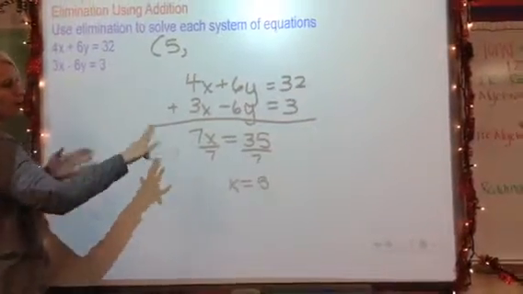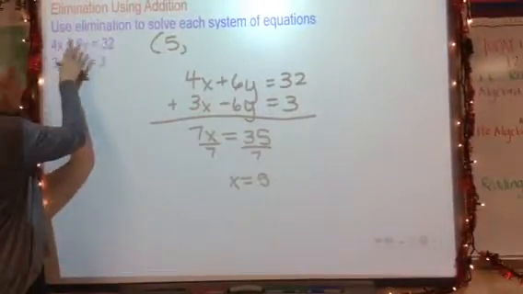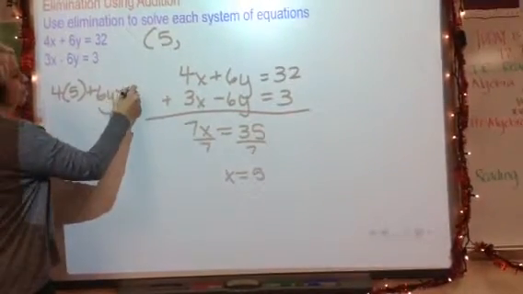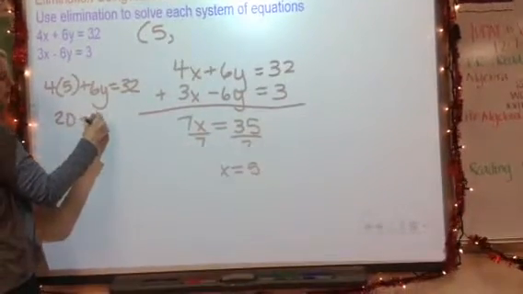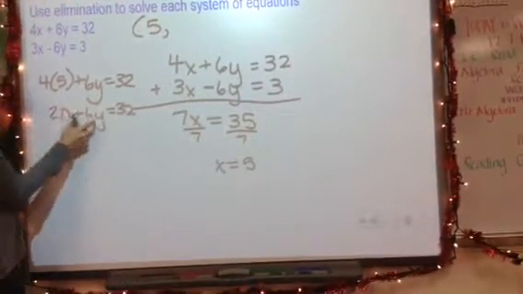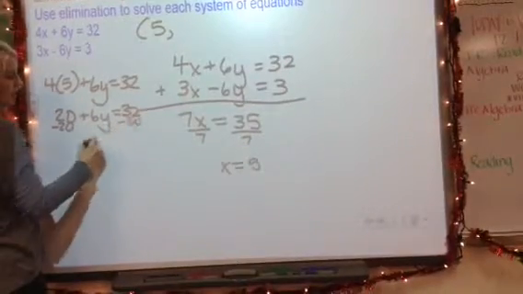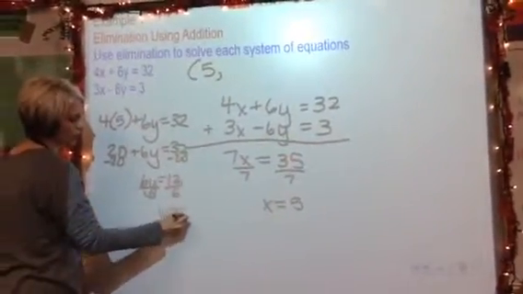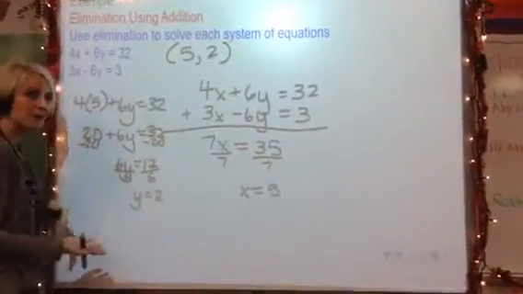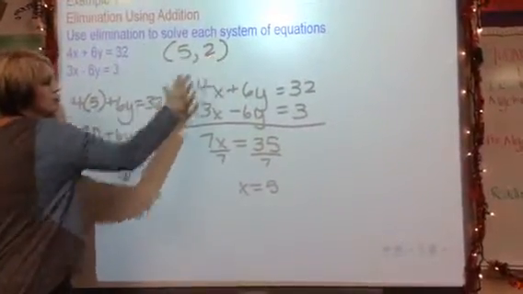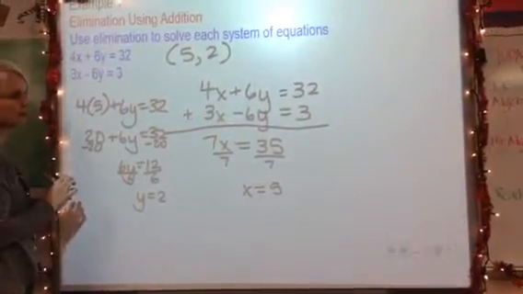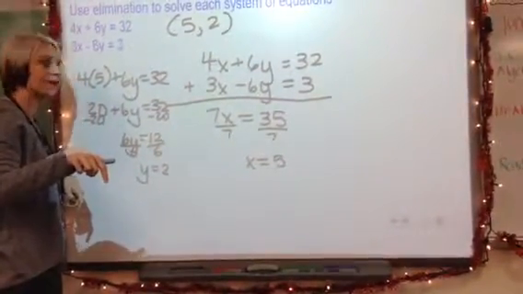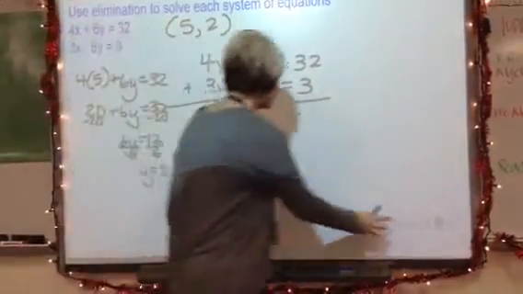Now to find my y value, we just plug it in to one of these. So let's just plug into this one. So this is 4 times 5 plus 6y equals 32. So that's going to be 20 plus 6y equals 32. I need to solve for y, so I'm going to subtract 20. So I get 6y is equal to 12, and then I divide by 6, so I get y equals 2. So I just found my one solution. My solution is 5, 2, and the way that I found that was by using elimination by addition. There's 2 examples of addition in your notes. Do those now, and then answer the question on the video.